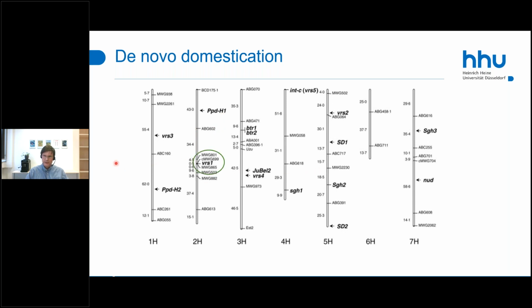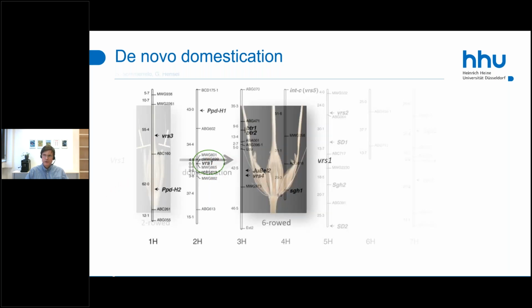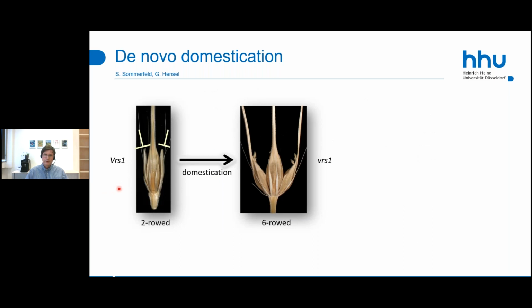And I will give you one example, the BRS1 gene. The BRS1 gene is responsible for the switch between 2-row and 6-row barley. You might be aware that in barley we have these 2 spike phenotypes. You could have either 2-row or 6-row barley. And Takao Komatsuda from Japan identified the BRS1 gene as the causative gene.